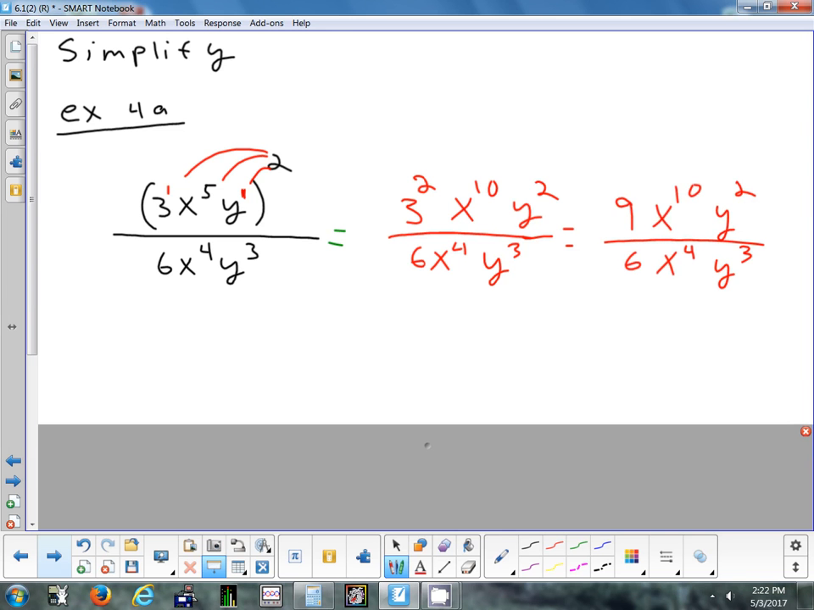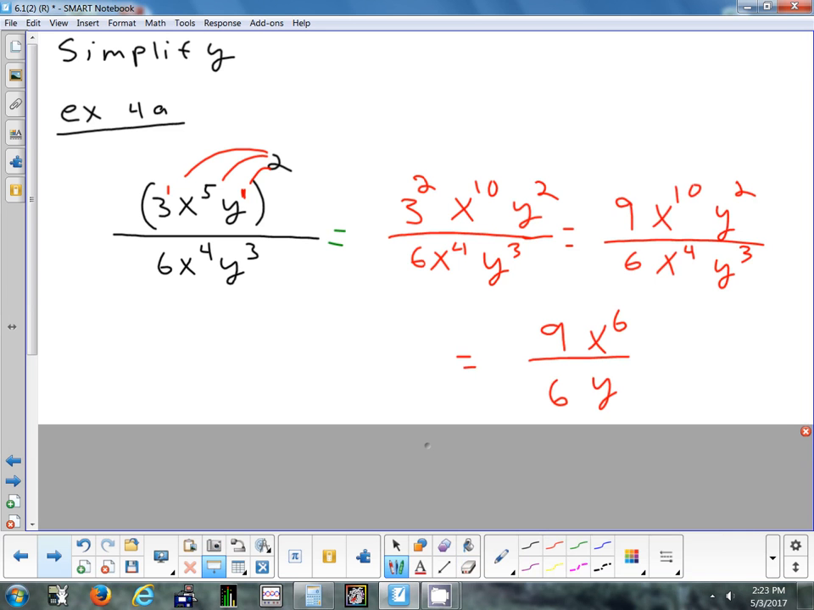Now from here, this is just like example 3. Am I going to have x's in my final answer? Yes. I'm going to have an x to what power? X to the 6th. Where is the x to the 6th going to go? Top or bottom? Top. Am I going to have y's in my final answer? Yes. Y to what power? Y to the first power. Top or bottom? Bottom. Do I need to put the 1? No, I don't need to put it. And then I still have the 9 and the 6. Those are just hanging out in front.